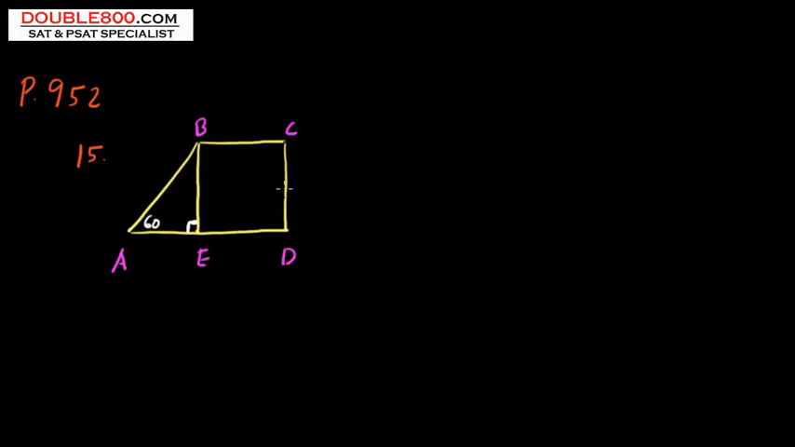So we're told that we have two shapes here and that EBCD is a square. So we know obviously these are all 90s. And then we have an adjacent triangle that shares a side of the square. So here's a 90, here's a 60. Obviously this is a 30, 60, 90. And we are given that the value of AE is 8.